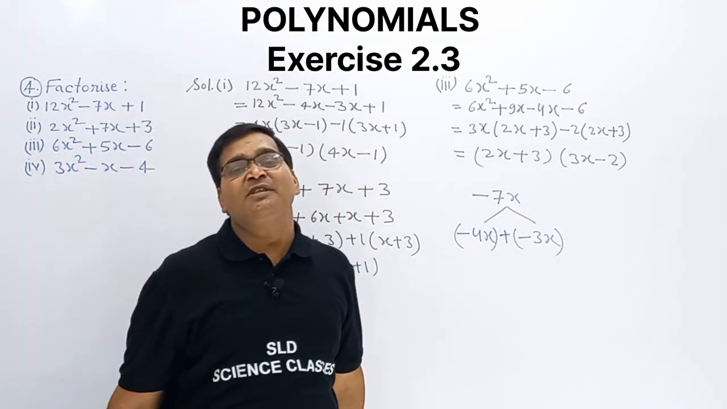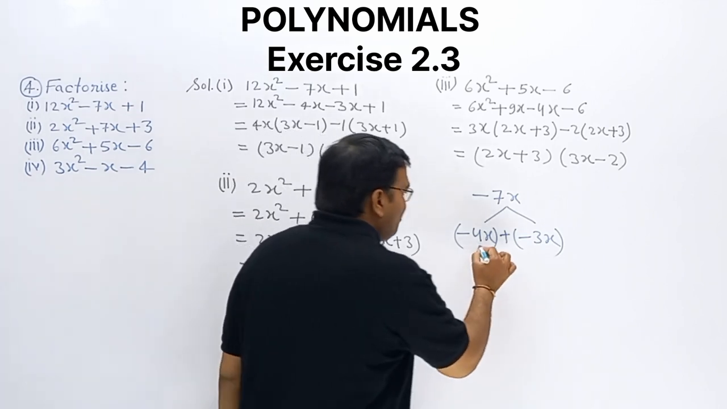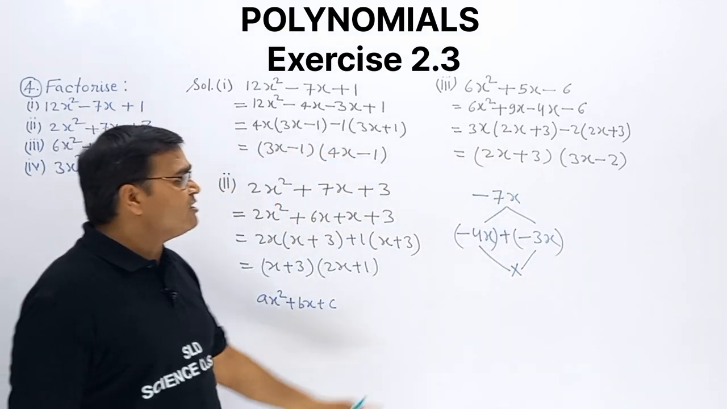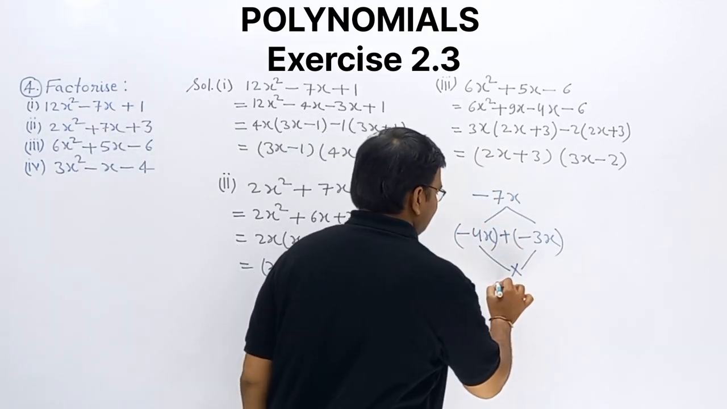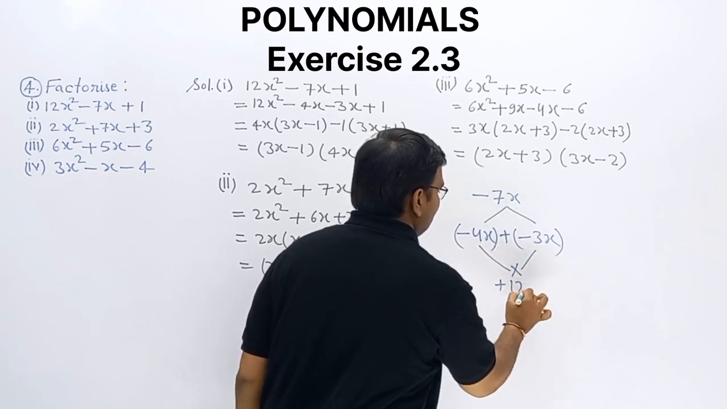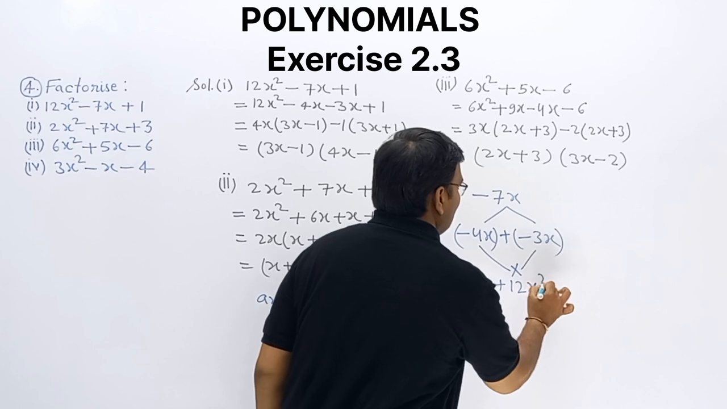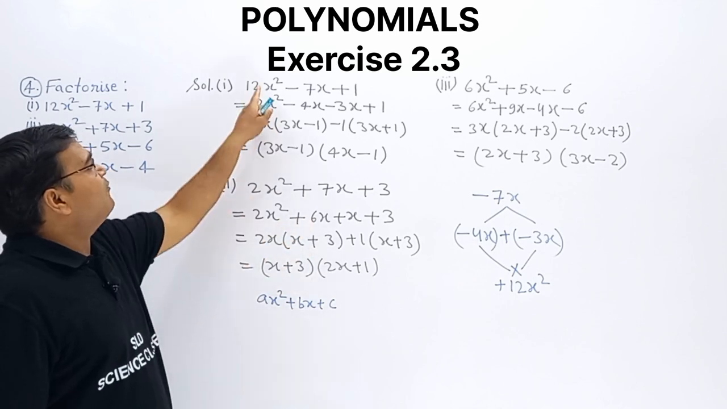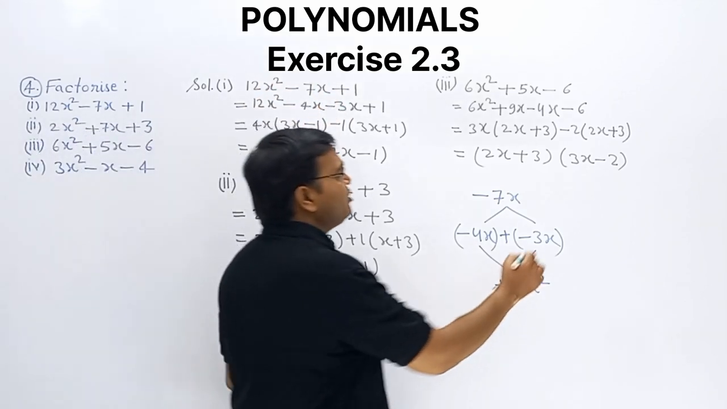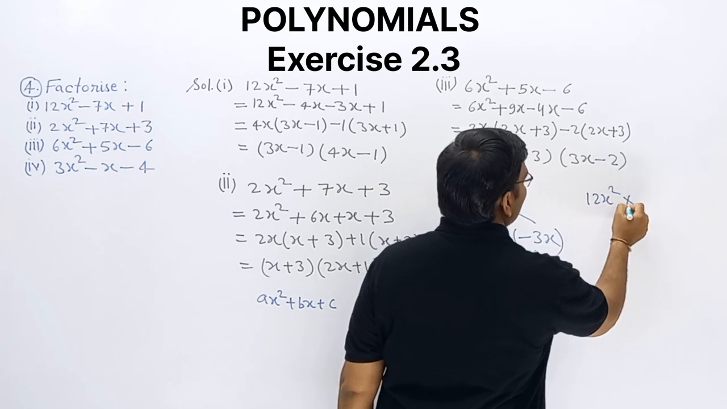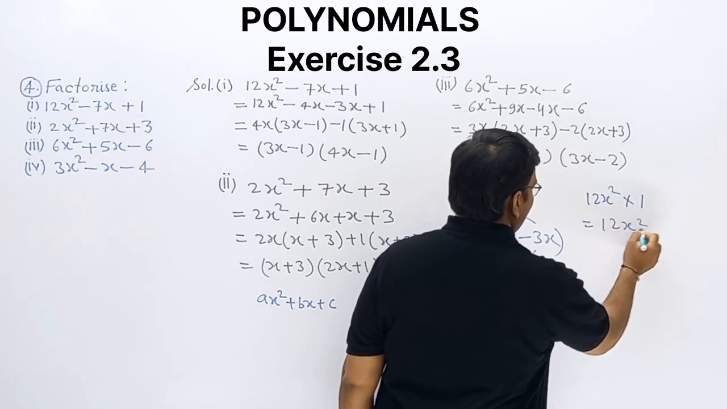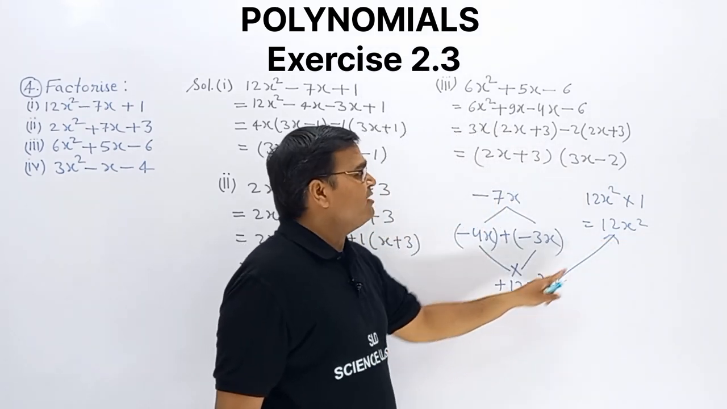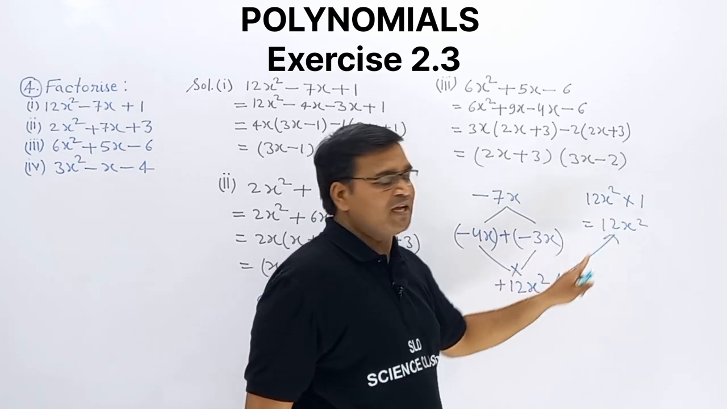But that alone is not sufficient. What is the product of both parts? Minus into minus is plus. 4 into 3 is 12, x into x is x square. The product of both parts should be equal to the product of the first and last terms. The first term is 12x square, the last term is 1, so the product is 12x square. And it is similar to this one, yes or no? This is plus 12x square, and this one is also plus 12x square. Both are the same.